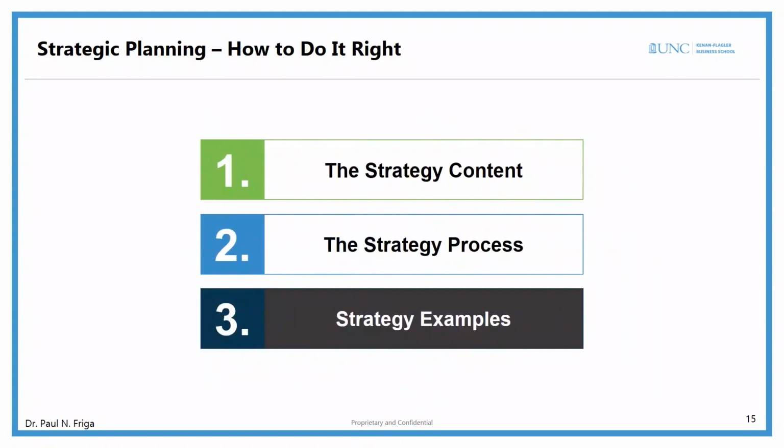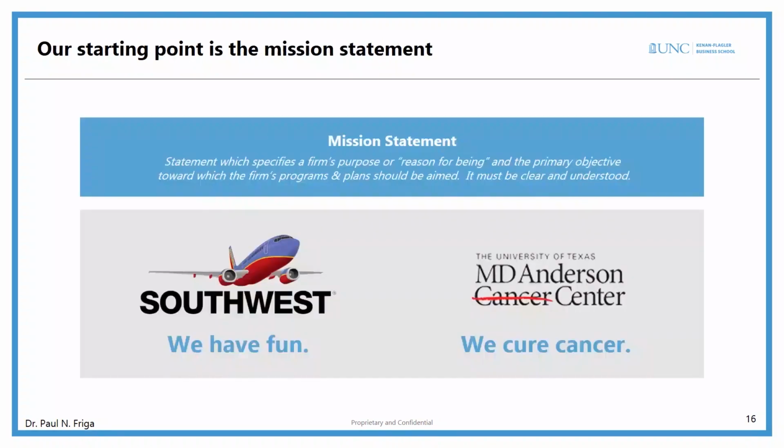The last part of my talk today is about strategy examples. What are we trying to produce? What do some deliverables look like? Let's start with that mission statement. I believe it has to be concise. It has to be special, not generic. Look at these two great examples.